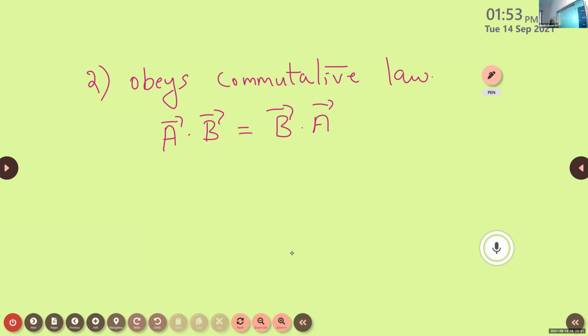Vector A dot vector B: if we have two vectors, vector A with magnitude 3 meter and vector B with magnitude 2 meter, we can write A dot B means 3 dot 2 is equal to 2 dot 3. This is commutative, exactly similar to the multiplication of numbers. And the third characteristic of the dot product, or scalar product, is that the dot product of a vector with itself is the square of the magnitude of the same vector.